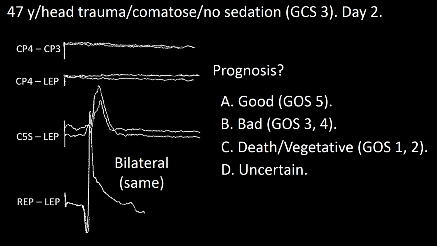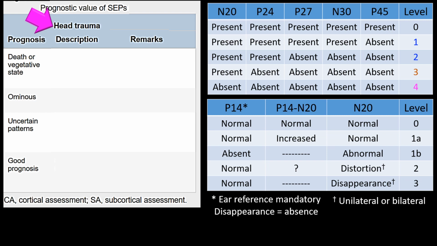Next question. Please take a look at this frame and choose among the possible answers the correct one. It is related to head trauma, coma, no sedation, with a Glasgow Coma Scale of 3, day 2 after head trauma. The possibilities are prognosis, A, good, B, bad, C, death or vegetative state, D, uncertain. The prognostication value of somatosensory evoked potentials in patients with head trauma has also been studied. A prognosis of death or vegetative state is linked to somatosensory evoked potential patterns of brain death, that is, absence of brainstem and brain generated potentials.